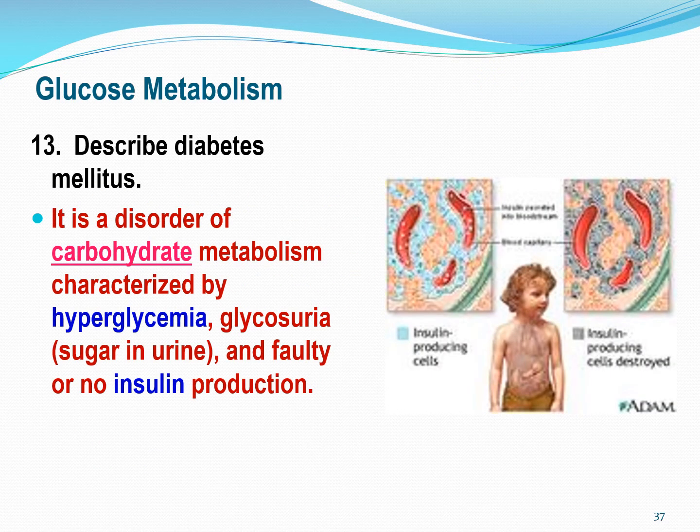So why is all this important? Because of diabetes mellitus, right? It is a disorder of carbohydrate metabolism characterized by hyperglycemia, glucosuria, which is sugar in the urine, and faulty or no insulin production. So that's why we're worried about all this, because of the high rate of obesity and the issues with diabetes mellitus that we face as a nation, including heart disease. All these things wrap around each other, and these are the chronic diseases that are killing Americans today. And as medical assistants, this is what we're going to see a lot of when we're out there working, right?